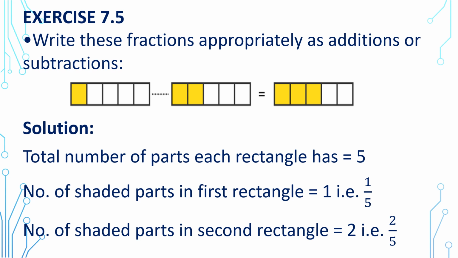Now we will start exercise 7.5. Write these fractions appropriately as addition or subtraction. Total number of parts in each rectangle has 5.